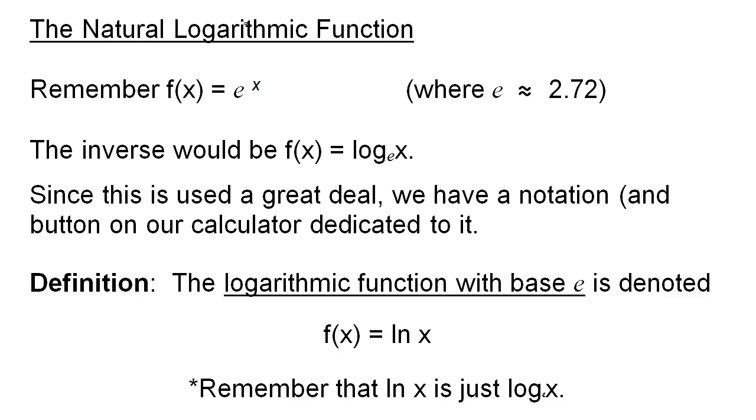Similarly, we have the natural logarithmic function. If you remember f of x equals e to the x as being an exponential function, remember that e is just a number that's roughly 2.72. The inverse of that would be the log base e of x. So on your calculator, instead of writing the log base e of x, we write ln x. So just remember that ln x is the same as log base e of x. You have a button on your calculator for log, which is base 10, the common log, and ln, which is natural log, with base e.